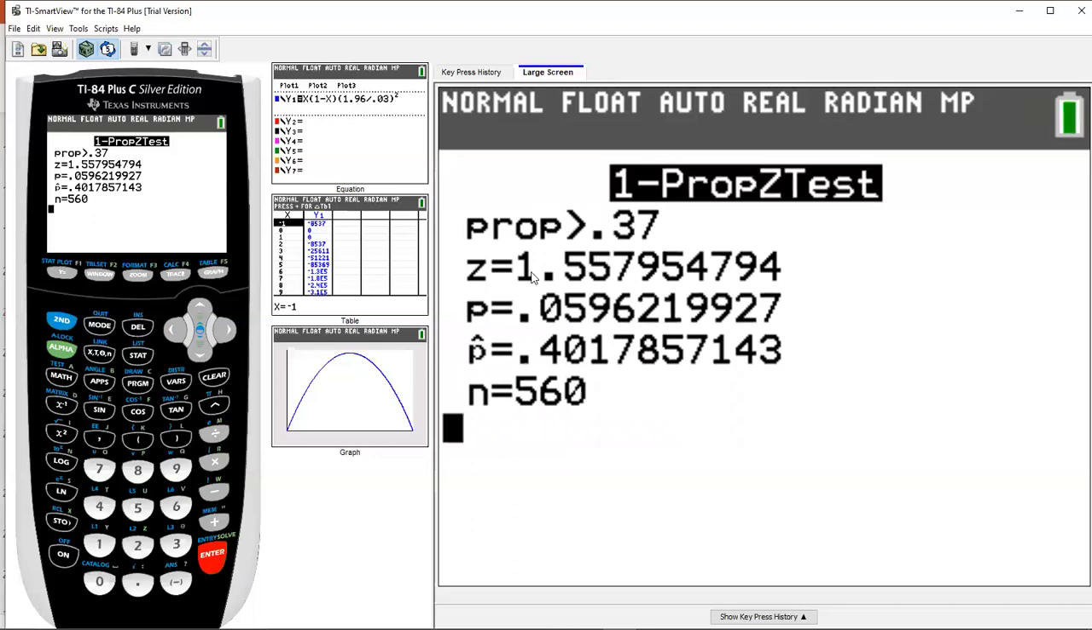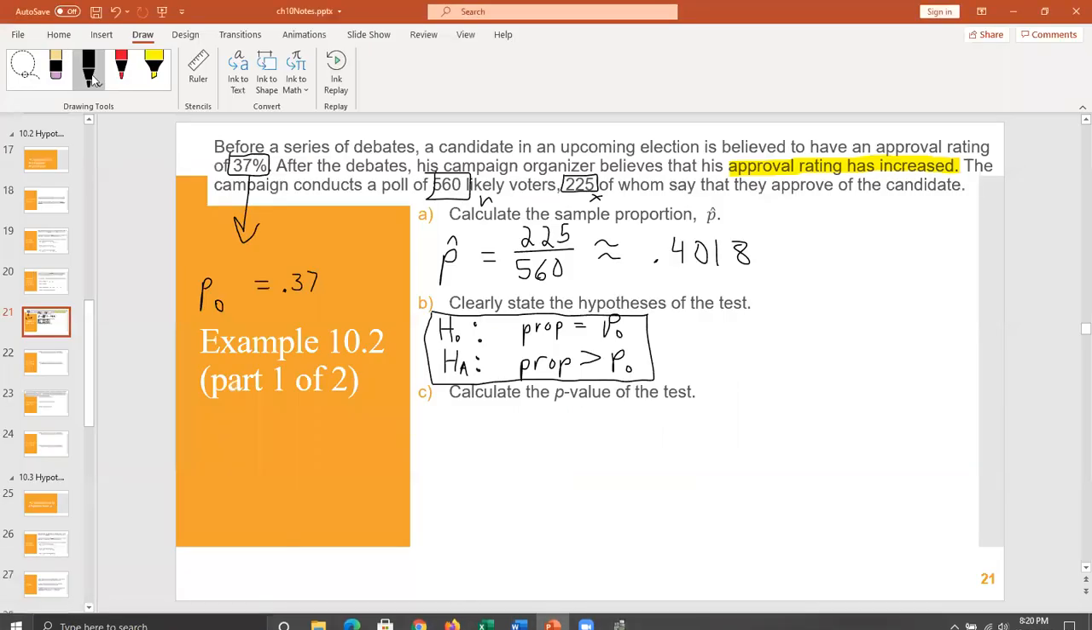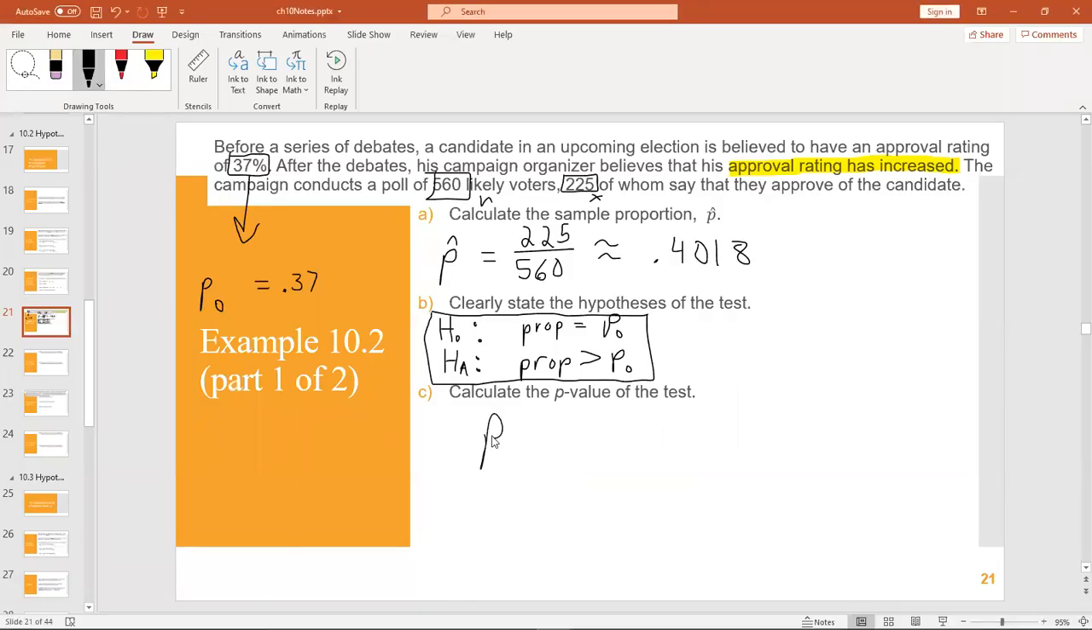There you go. You have a Z value. You have a P. You have a P hat. This is the P hat we found earlier, by the way. What we're interested in is the P value, 0.0596. That is the probability. So the P value is 0.0596.